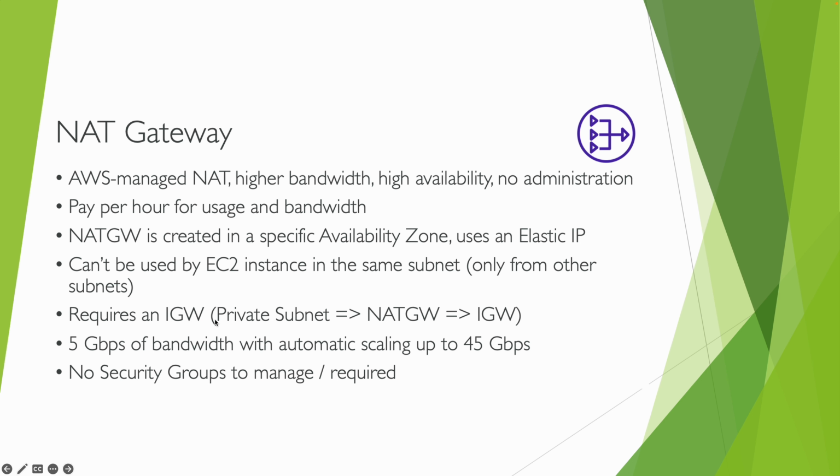Another thing is that it requires an internet gateway. The flow is like this: it goes from the private subnet to the NAT gateway, and the NAT gateway is connected to the internet gateway. The speed is 5 Gbps of bandwidth, with automatic scaling up to 45 Gbps. You don't need to do anything; it will automatically scale based on the load, usage, or bandwidth you require. We also don't need to define any security groups to manage it. AWS will take care of this.